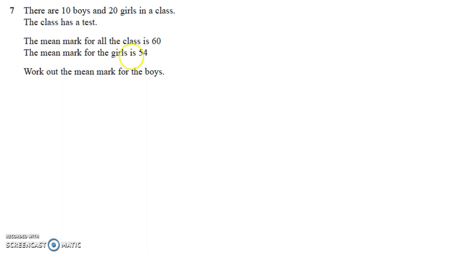Okay, right, so let's have a little think. We've kind of got 3 groups of people, haven't we? We've got the boys, we've got the girls, and then we've got everyone together. So we should come up with some sort of structured approach to this. I'm going to set out almost like a table, showing that I've got 10 boys in the class, 20 girls in the class, and the class is made up of 30 students altogether.